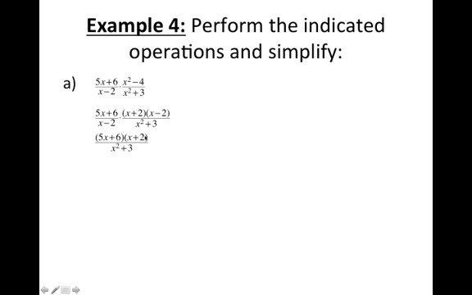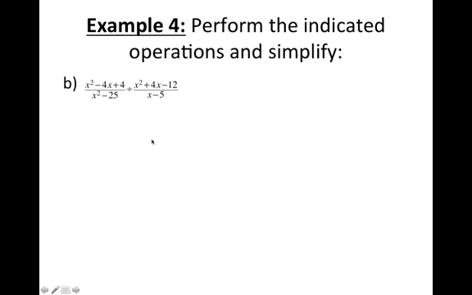Okay, so that's our final answer. All right, we've got (x squared minus 4x plus 4) over (x squared minus 25), divided by (x squared plus 4x minus 12) over (x minus 5). So let's rewrite this as a multiplication problem by flipping that second fraction. All right, now let's factor everything that we can factor.